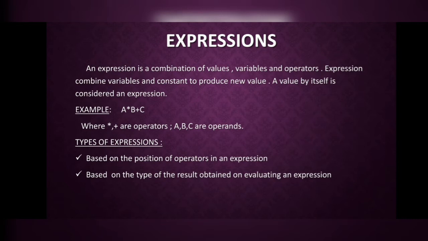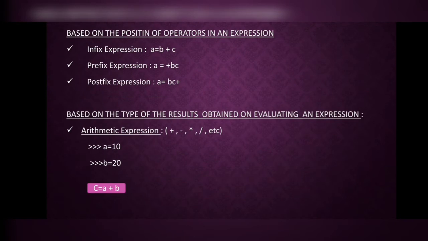Next, the types of expressions. The first is based on the position of operators in an expression. The second one is based on the type of result obtained on evaluating an expression. Based on the position of operators in an expression, Python supports three types of expressions. There are infix expression, prefix expression and postfix expression. In infix expressions, the operator is placed in between the operands. Example, a equal to b plus c. Next, prefix expressions, the operator is placed before the operands. Example, a equal to plus bc. Postfix expression, the operator is placed after the operands. For example, a equal to bc plus.